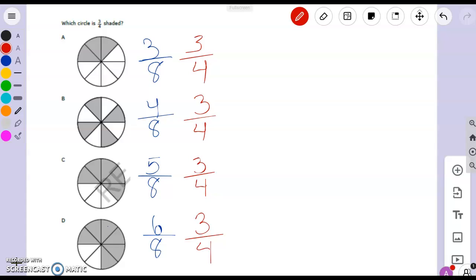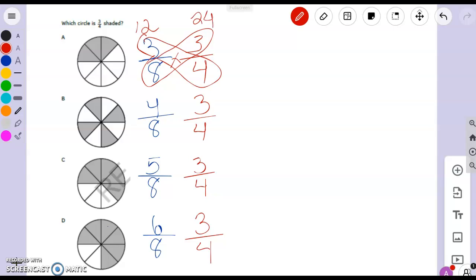So with the butterfly method, we will use multiplication to help us figure out whether or not these two fractions are equivalent. So I'm going to draw a butterfly wing around these two numbers here, the numerator of the first fraction and the denominator of the second fraction. So I'm going to multiply the two numbers that are in that butterfly wing. 3 times 4, I know, is 12. So I'm going to put a 12 above that first fraction. Then I'm going to draw my second butterfly wing. 3 times 8 is 24.